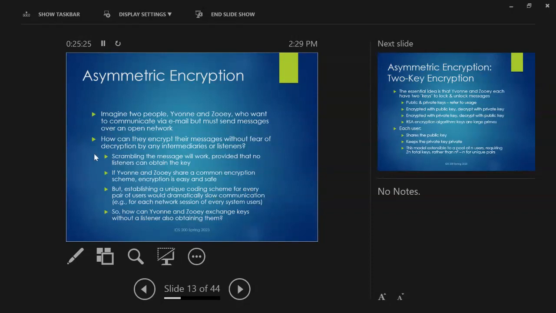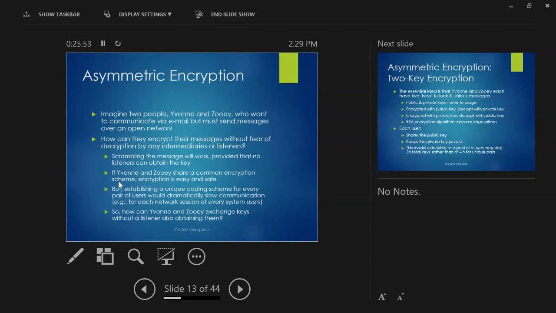All right. So if Yvonne and Zoe already have an encryption scheme, then that's going to be fine. They can scramble it because they'll both keep the scheme private. Nobody else can use it, right? Like submarines do. Every submarine has a code book. If they want to send out a message, they consult the code book, and all the submarines basically have access to that as long as they're on the same side. So if they have a common encryption scheme, then encryption is easy and safe, and they don't have to worry about it.